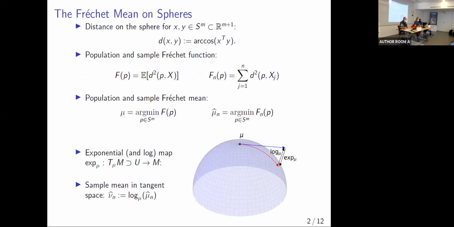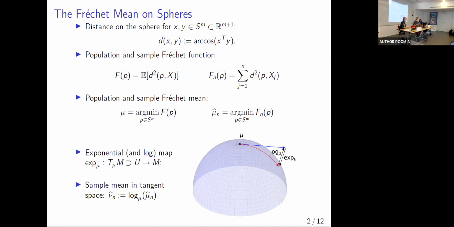So let's start by introducing the basic notions, namely for the distance on the sphere, we take the usual scalar product of two vectors and the arccosine. Then we can define the population and sample Fréchet functions as the expected square distance or the sum of square distances, and the population and sample Fréchet means as the minimizing points on the manifold of these functions. And we will also use the exponential and log maps a little bit.